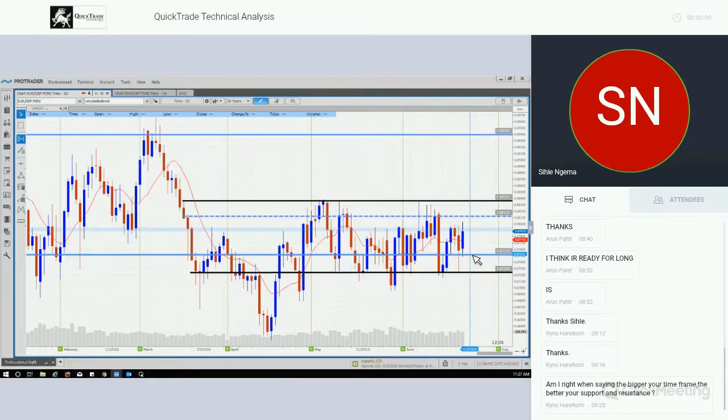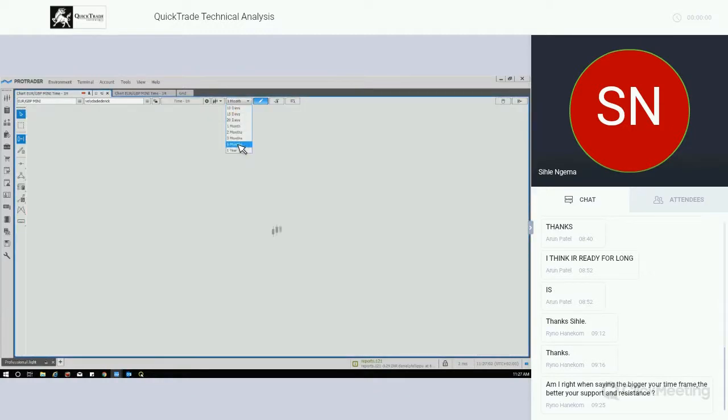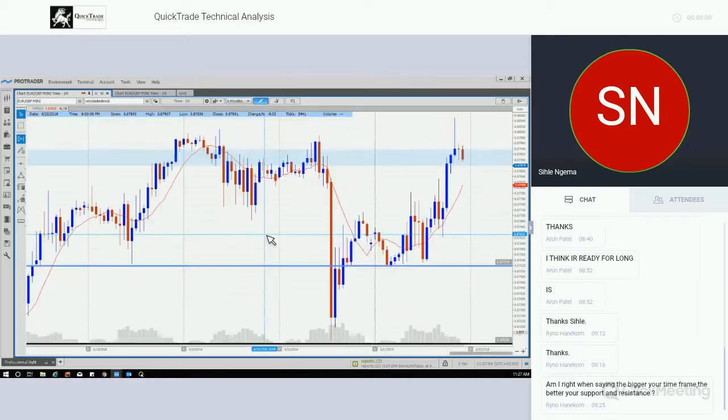But your key support is 0.8719 on this one. Let's check how the hourly looks, because there's a lot of volatility in forex, so I just want to make sure that I'm getting the levels right.